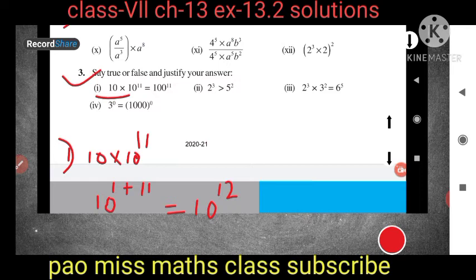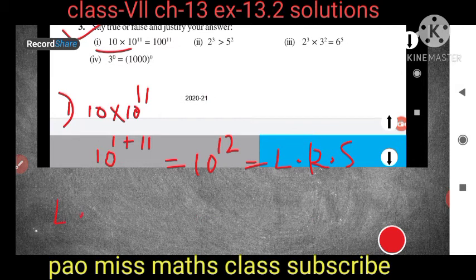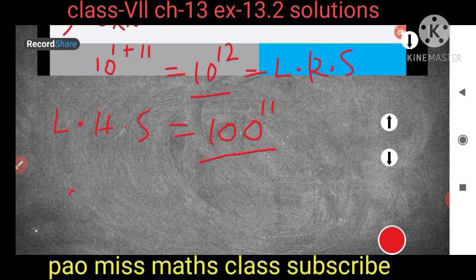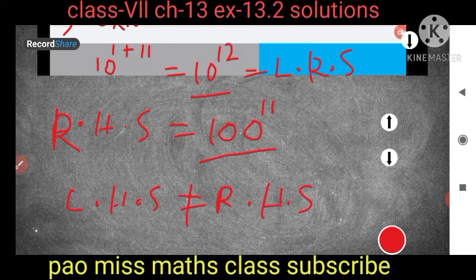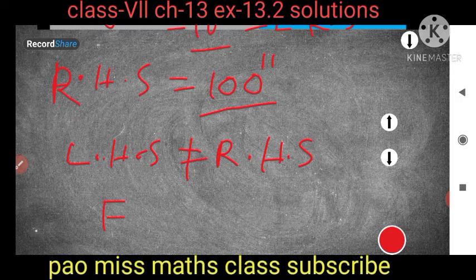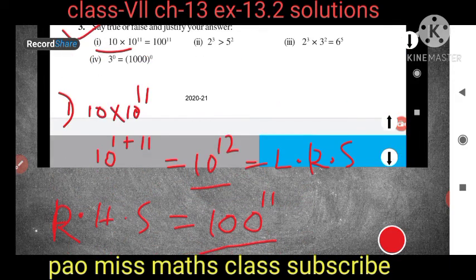And this is the left hand side, and what is given on the right hand side? 100 to the power 11. That means you can see this 10 to the power 12 is not equal to 100 to the power 11. So the left hand side is not equal to the right hand side. If they are not equal, it will be false, isn't it? So the first statement will be false.